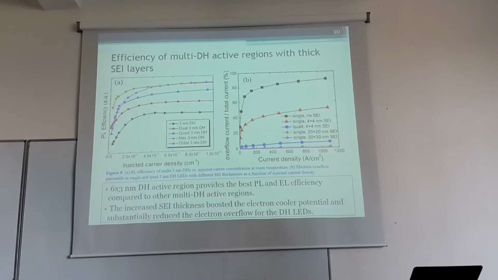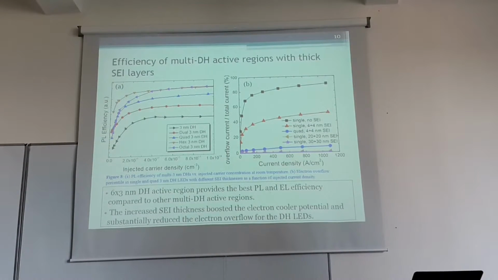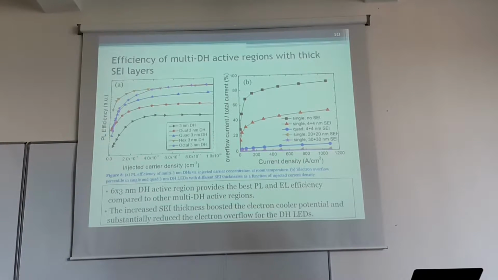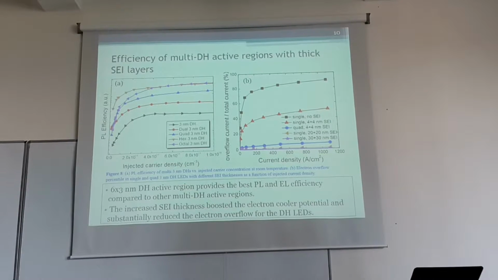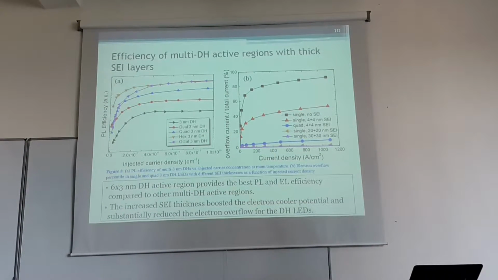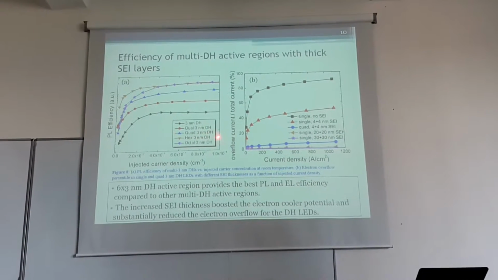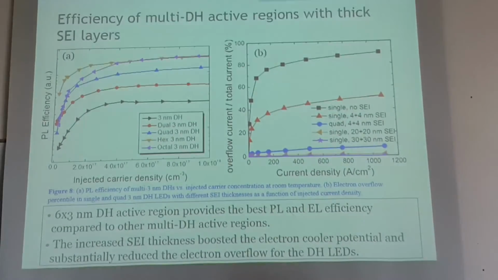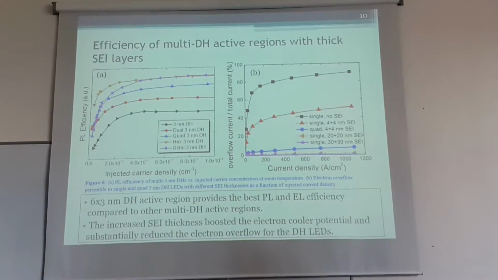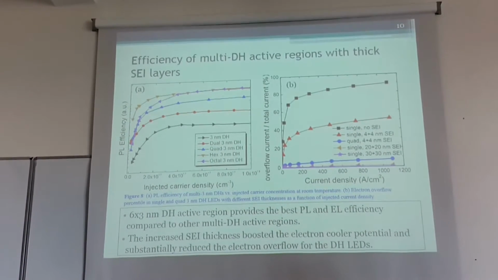Since single and dual 3 has good optical output, we said we can increase the number of these layers, double structure layers, to obtain higher photoluminescence or higher PL efficiency. We increased these 3 nanometer: 2 by 3, 4 by 3, 6 by 3, and 8 by 3 nanometer double structure active regions, and we saw that we see the best performance for the 6 by 3 nanometer double structure active region.